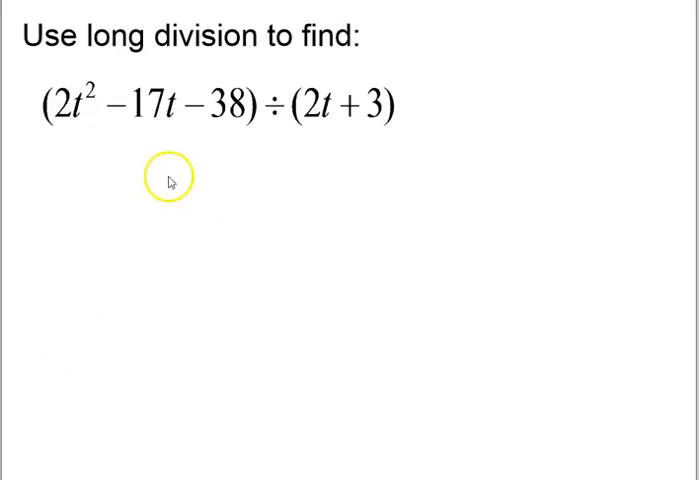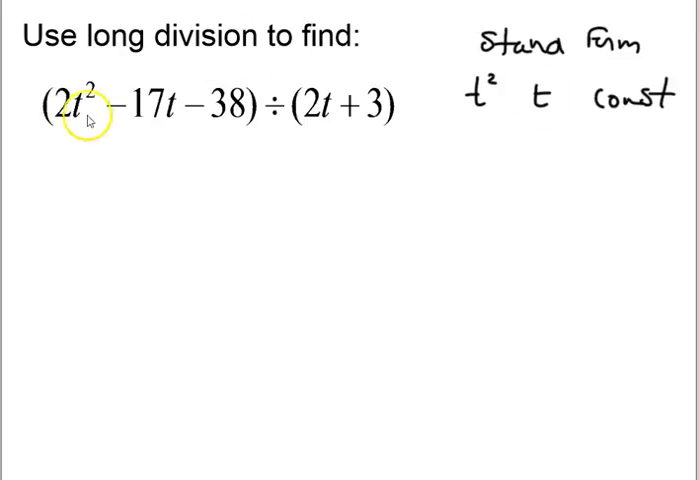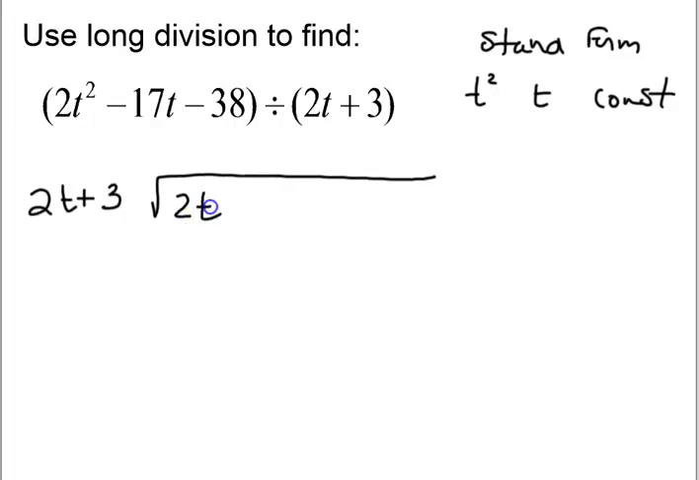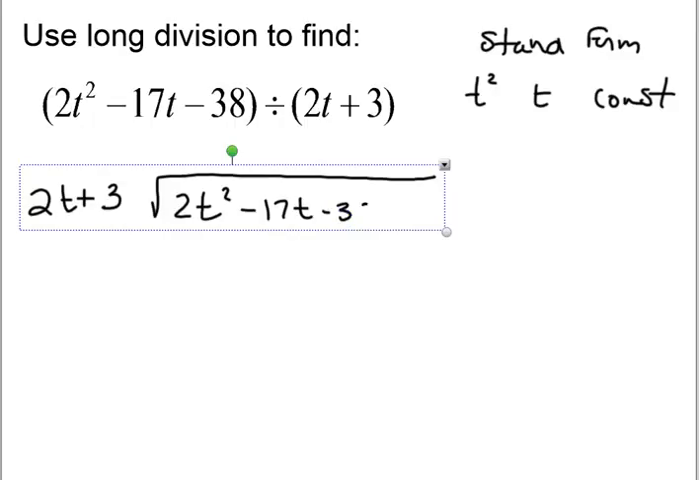All right, let's try this one. Use long division to find this. We've got to make sure it's in standard form, and that means t squared, a t term, and a constant. And I've got it. There's my t squared, t, constant. So on the outside, my divisor, 2t plus 3. I want you to make a nice big division bar. I think it's a vinculum. 2t squared minus 17t minus 38.